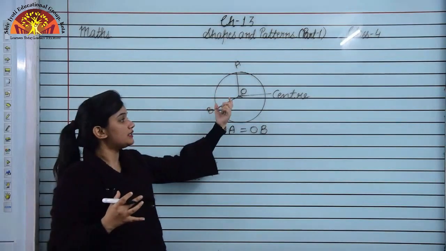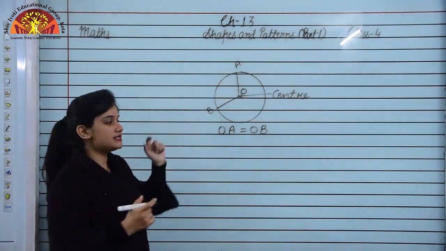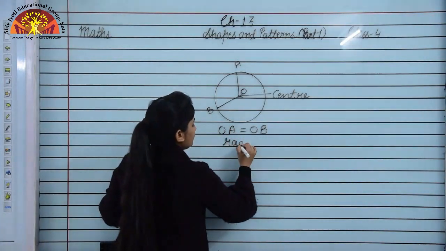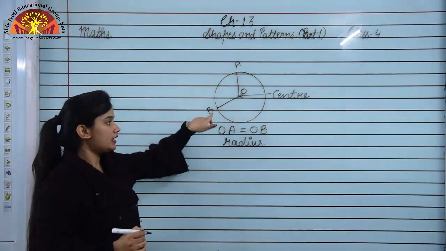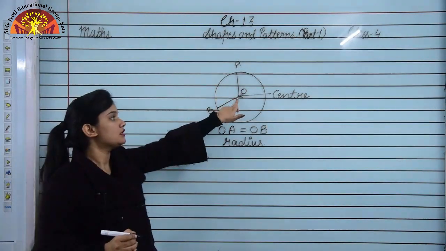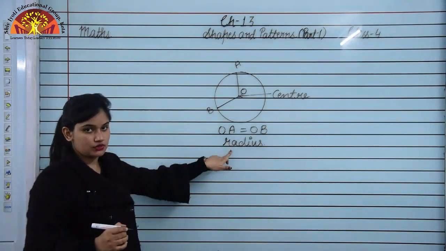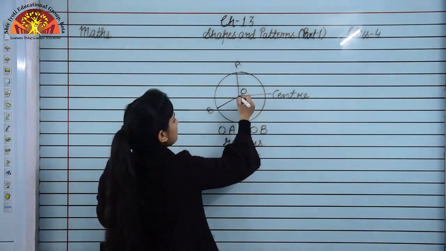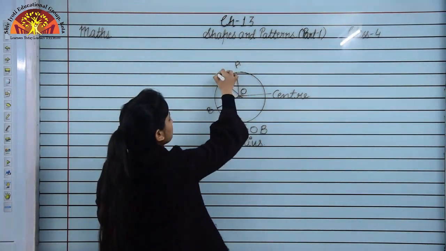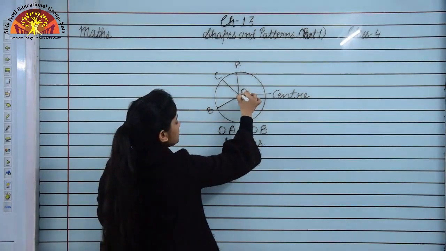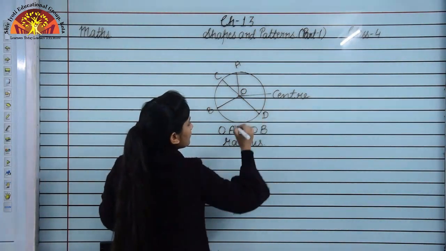Now what are these two line segments? This is known as radius. Now what is radius? The distance between any point on the boundary and the center point. Is it clear? And this is known as radius. Okay. Now students, I am taking a radius OC and I am taking the next radius, that is OD.